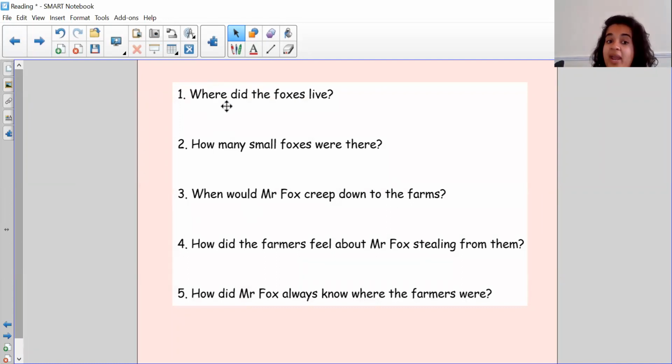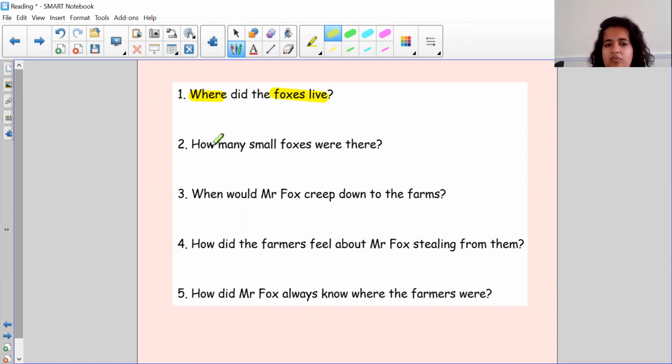Question number 1, where did the foxes live? Okay, so on Teams or on a piece of paper that you can upload to Teams, write down your answer. Where did the foxes live? If you cannot remember, go back in the video and watch it again. Where did the foxes live? You are looking for a place. The key words I'm going to highlight for you are where and live.